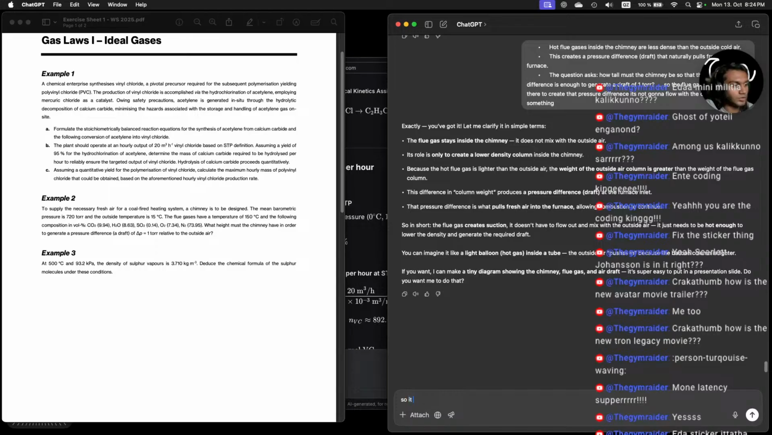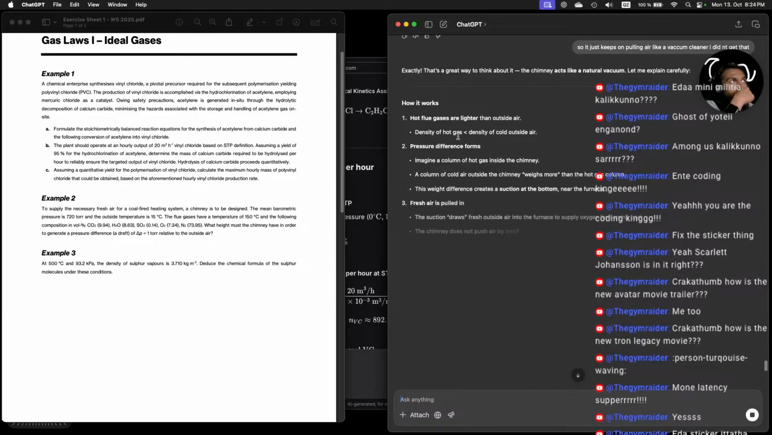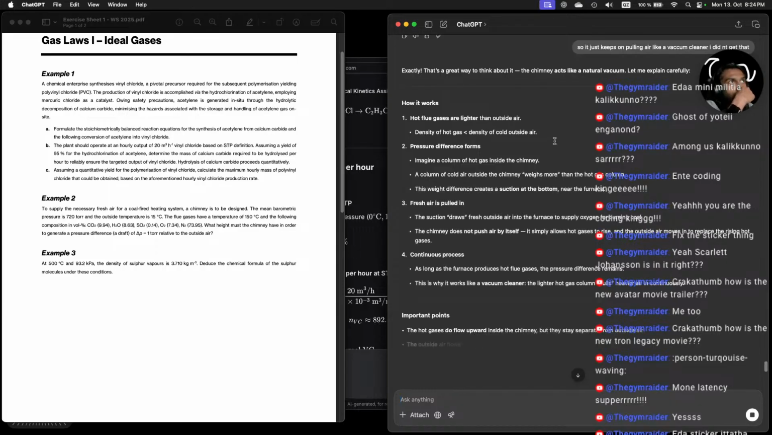So it just keeps on working, pulling air like a vacuum cleaner. I didn't get that. The chimney does not push air by itself. It simply allows hot gases to rise and the outside air moves in.